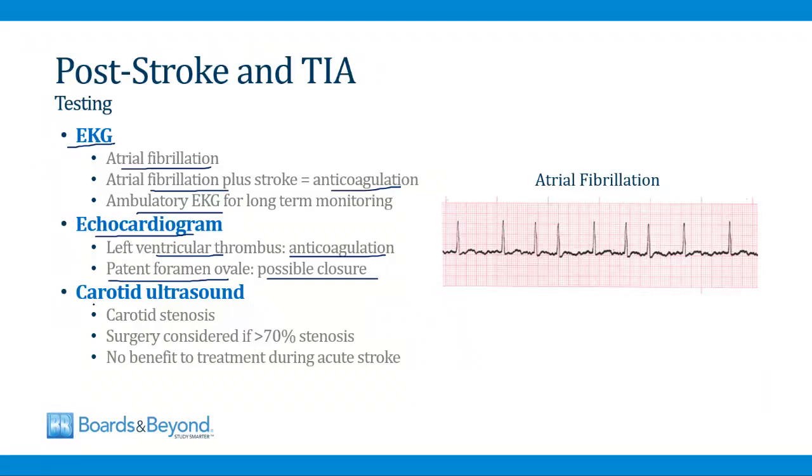And then the last test is a carotid ultrasound, because if patients have significant carotid stenosis, surgery may be indicated. I'll talk about this later in this video, and I talk about it in detail in the cardiology video on peripheral vascular disease, but surgery for carotid stenosis is considered if the stenosis is more than 70% in patients who have had a stroke or a TIA.